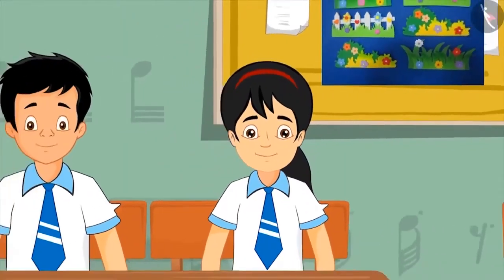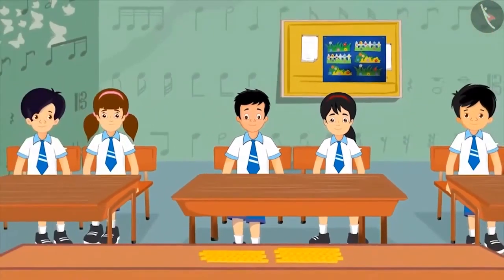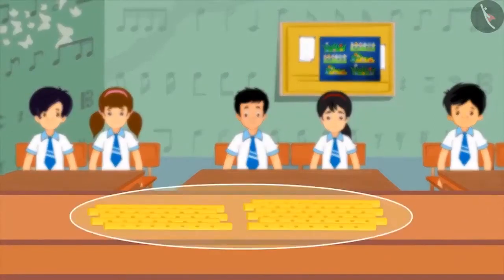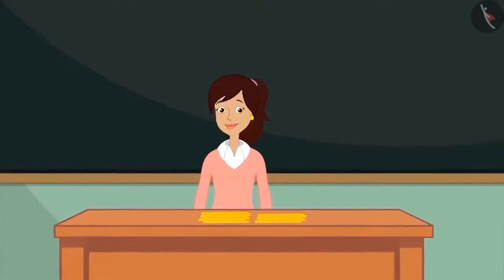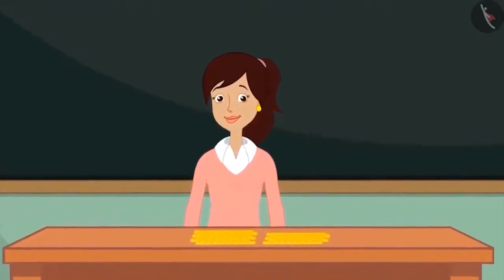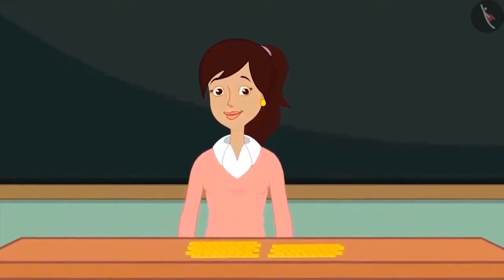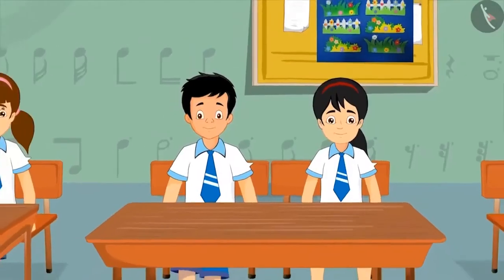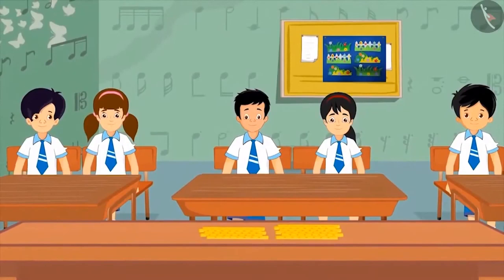Today, Pinky and her friends have their first music class. In the class, many flutes are placed on the table. The teacher has to give a flute to each child. But for this, she should know how many children are there in the class. This means that she should know the total number of children.